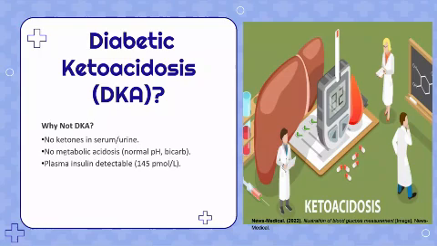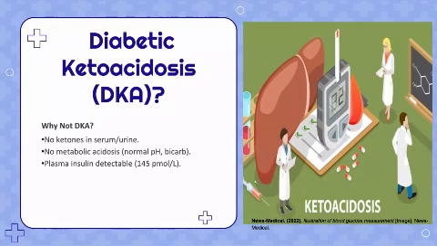And also there is no metabolic acidosis. The pH level is normal. And also it shows the plasma insulin detectable is 145 pmol per liter, which is a normal level. So the patient does not have diabetic ketoacidosis.